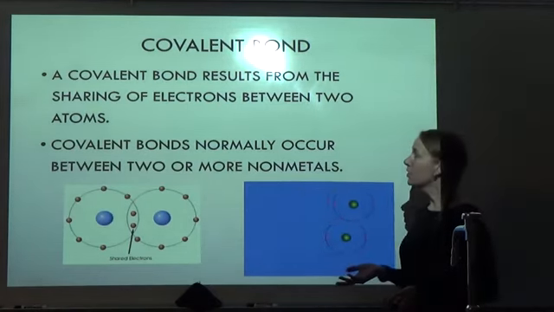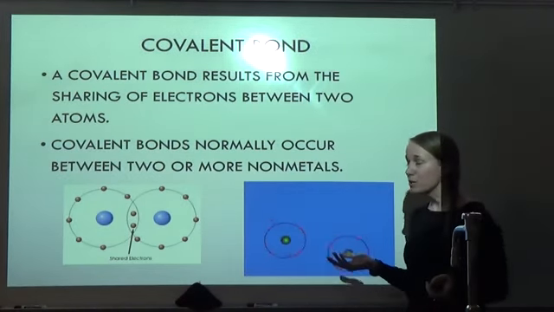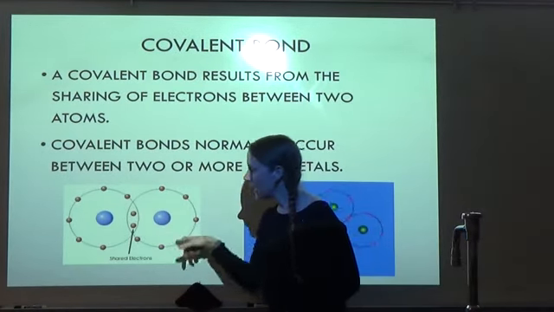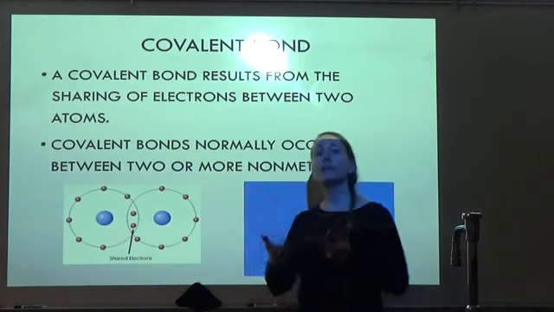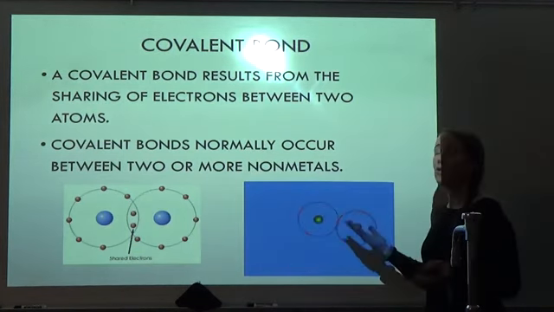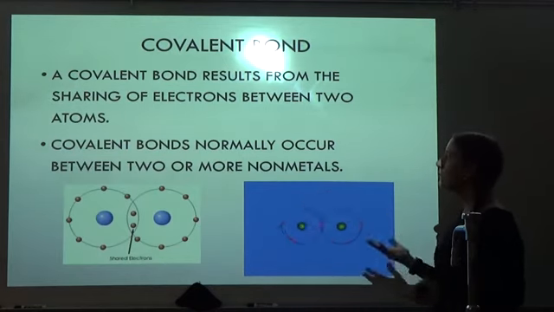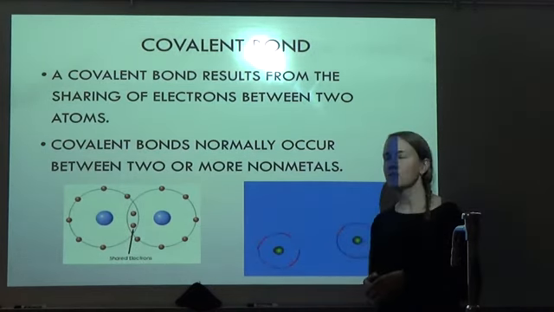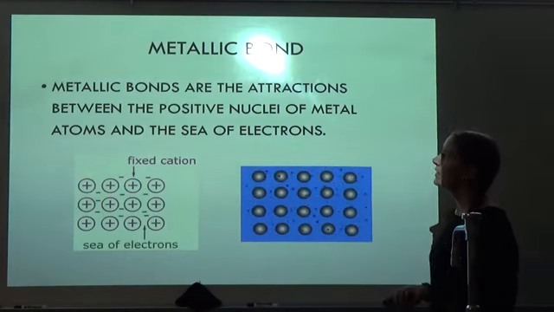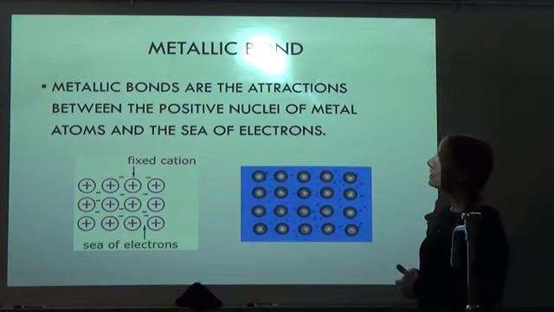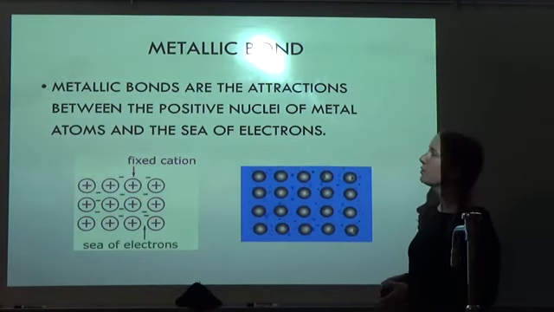A covalent bond results from the sharing of electrons between two atoms. Covalent bonds normally occur between two or more nonmetals. In this case, both atoms that bump into each other need more electrons, but nobody's willing to give one up. So in that case, they share, and when they share, that's the bond that forms between them, and it's called covalent.